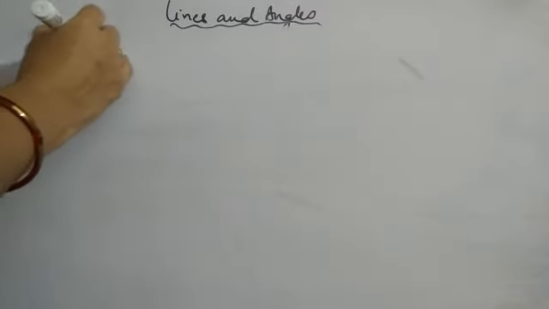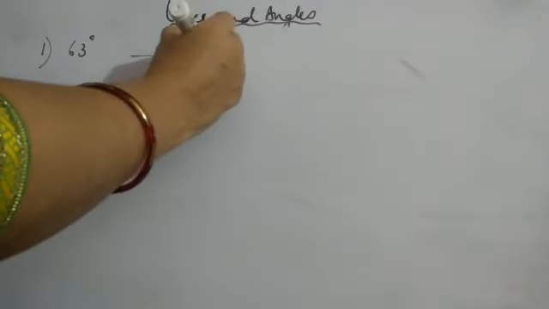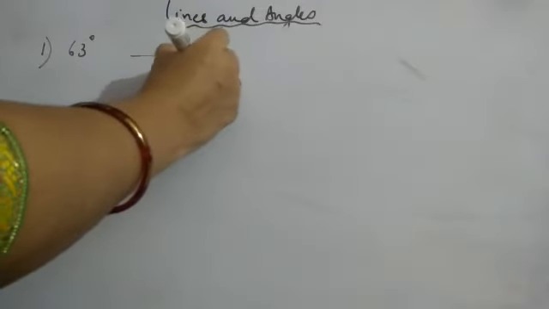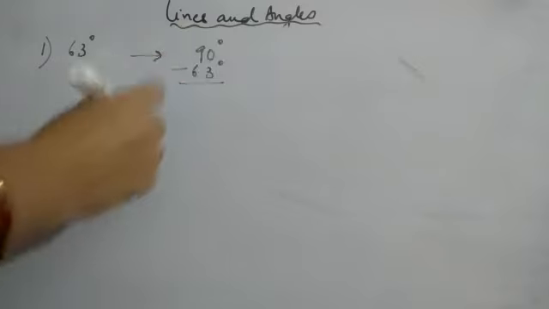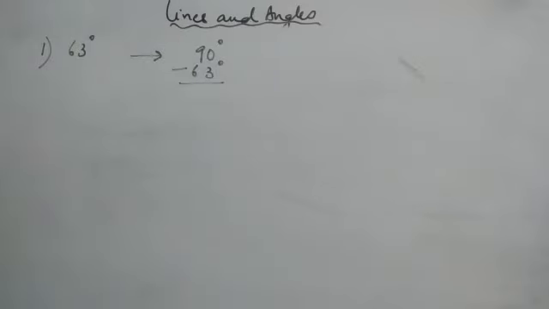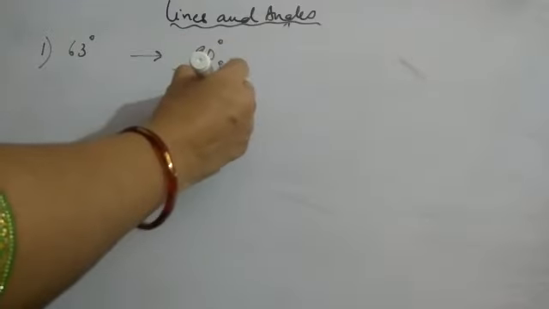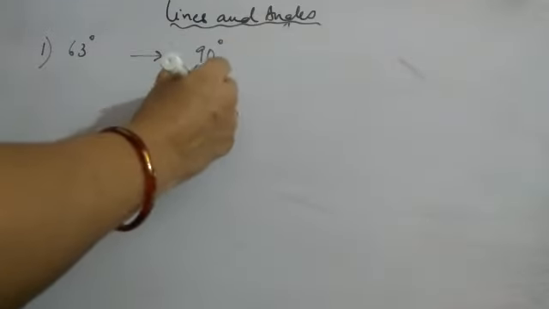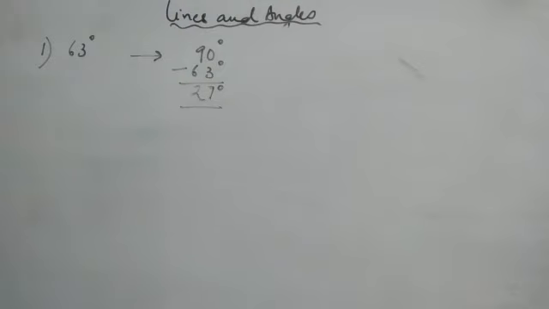Examples on complementary and supplementary angles. You have to find the complement of, suppose, 63 degrees. The complement of 63 degrees will be 90 minus 63 because the sum of complementary angles is 90 degrees. So 90 minus 63: 10 minus 3 is 7, 8 minus 6 is 2. So 27 degrees is the complement of 63 degrees.